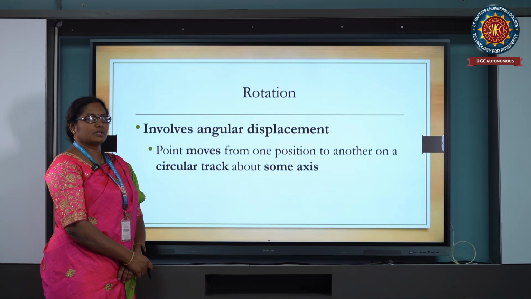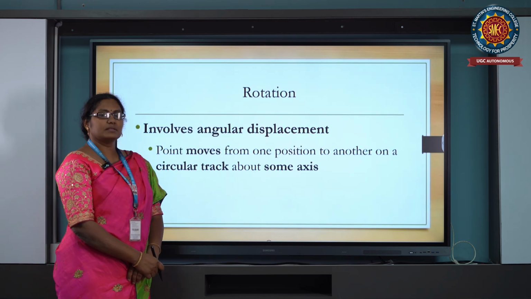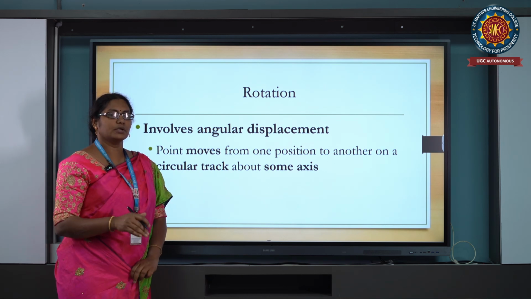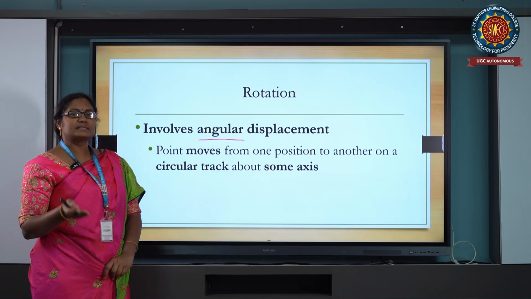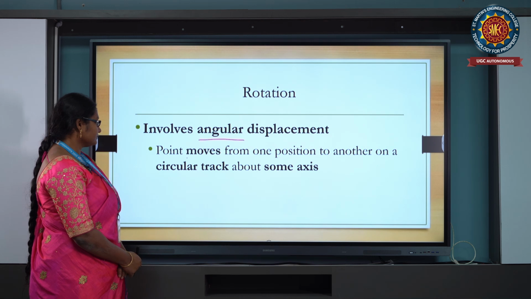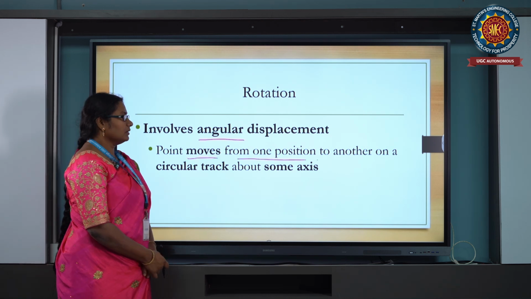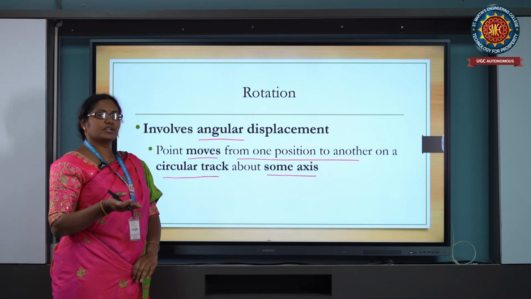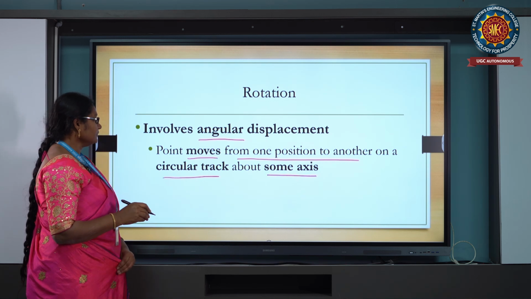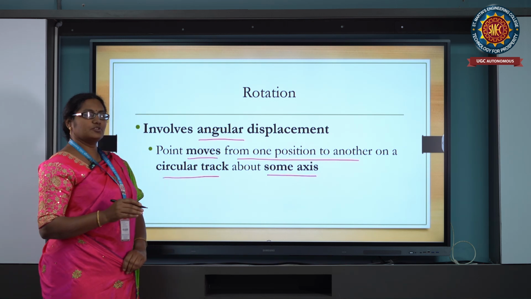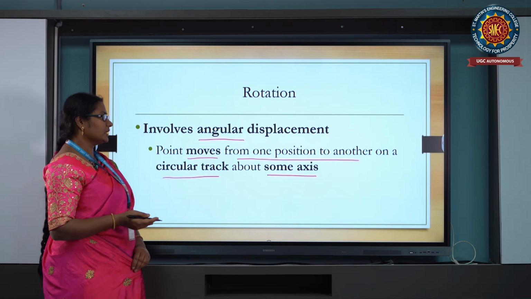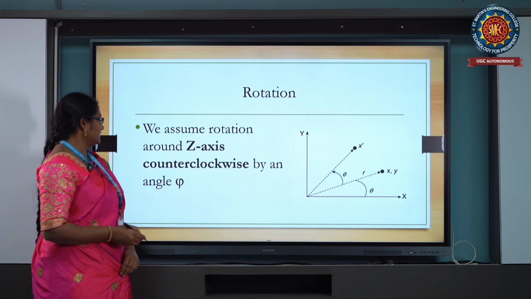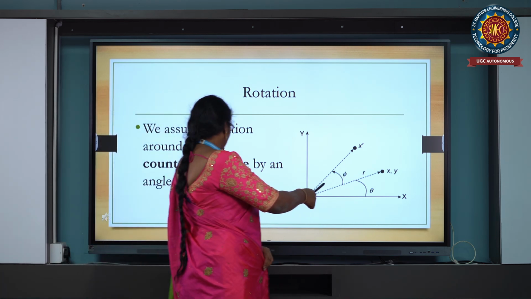transformation is rotation. Rotation involves an angular displacement. So you can move the point from one position to another position in a circular path. In rotation, you can use an angle like 180 degrees. You can rotate towards the x direction or y direction. So it moves the position of the image or object in a circular path. For rotation, we assume rotation around the z axis in a clockwise direction by an angle.